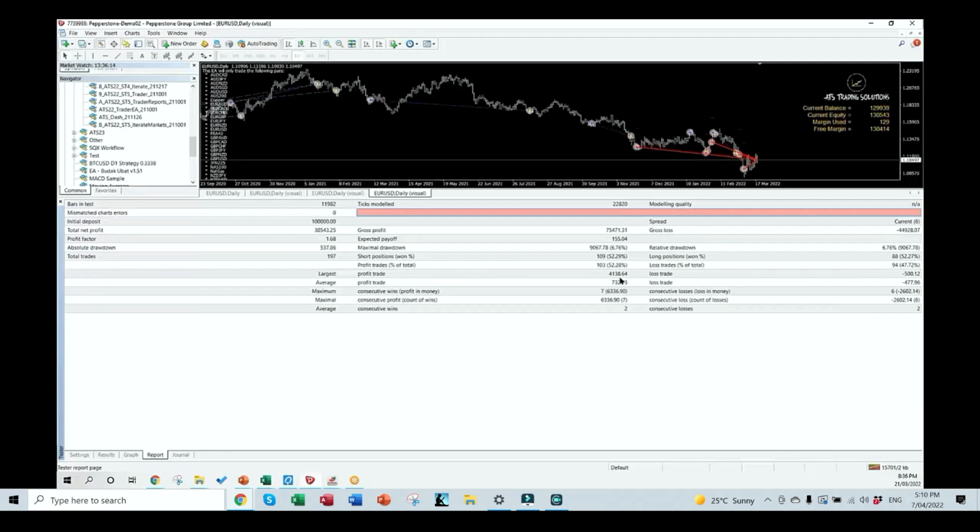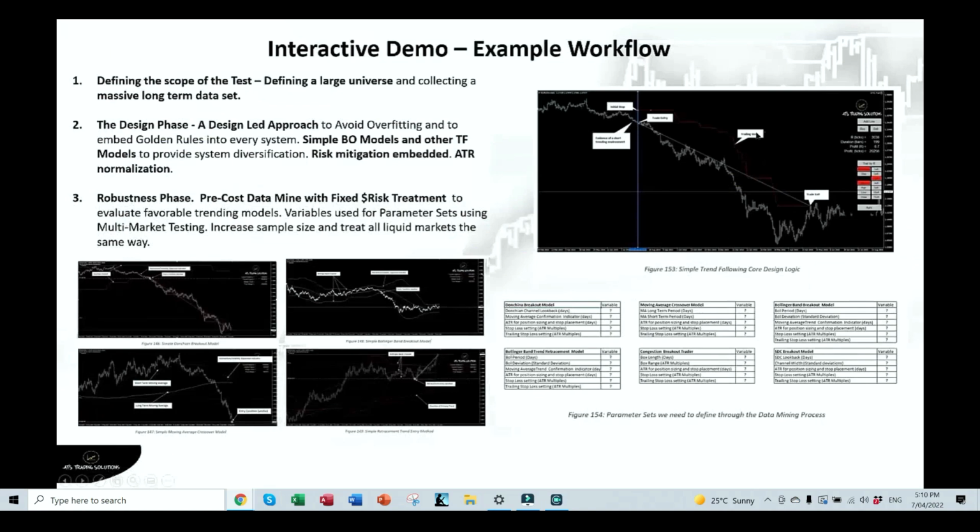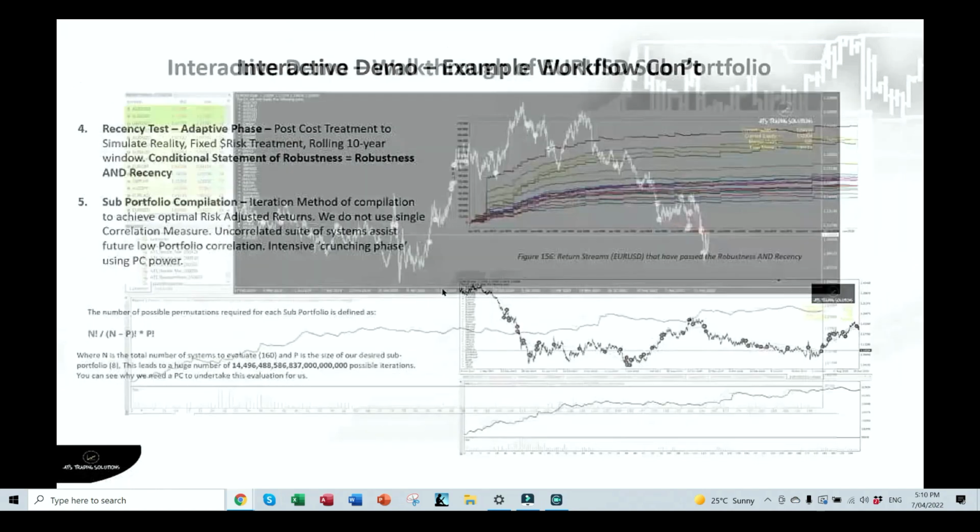Now, our trade distribution of returns has this aspect called positive skew, which means that only 5 to 10% of our trades actually account for all of our profit. 90% is basically just keeping our head above water. So that's an example of Euro USD, an example of a single market with our algorithms working.